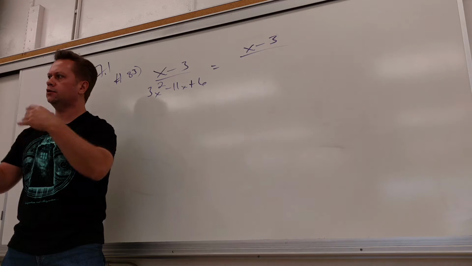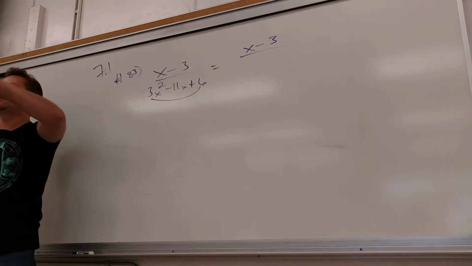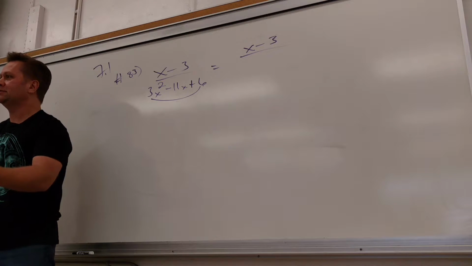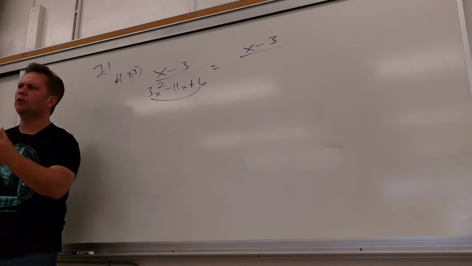Now again, if you don't like this shortcut, you would just do 3 times 6 is 18, and get factors that make negative 11, and break up the middle term, and so on. But if the problem gives me a hint, I want to know how to use that hint, right? You can't always do this.